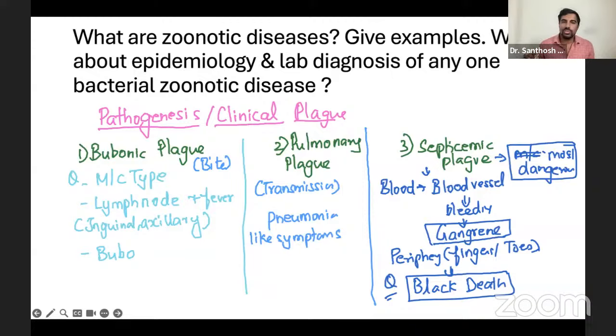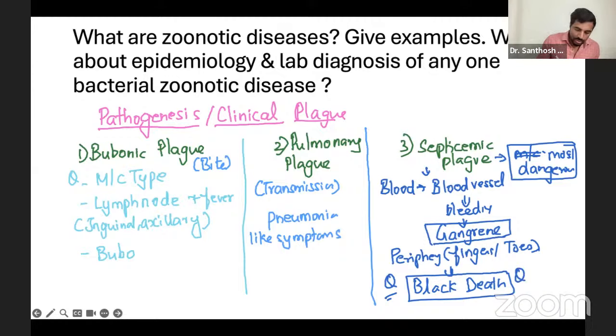So this is the clinical feature pattern. You're going to say this only: bubonic, pulmonary. If both bubonic and pulmonary are not treated early, then they become septicemic plague. So blood vessel bleeding, then it ends up in gangrene, and then the peripheral foot and fingers get gangrenous, and that is called black death. Okay, black fever is Kala Azar, you know that. So this can be also one more question they can ask you, right?